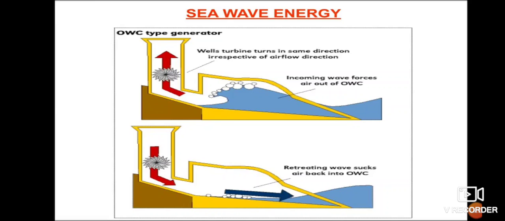This is the diagram of sea wave energy. This is the turbine rotating machine, with the narrow gap between the machine. The strong high waves have kinetic energy that rotates the turbine machines, and the turbine machines rotate continuously and produce electrical energy. This is low tidal energy and this is high tidal energy.